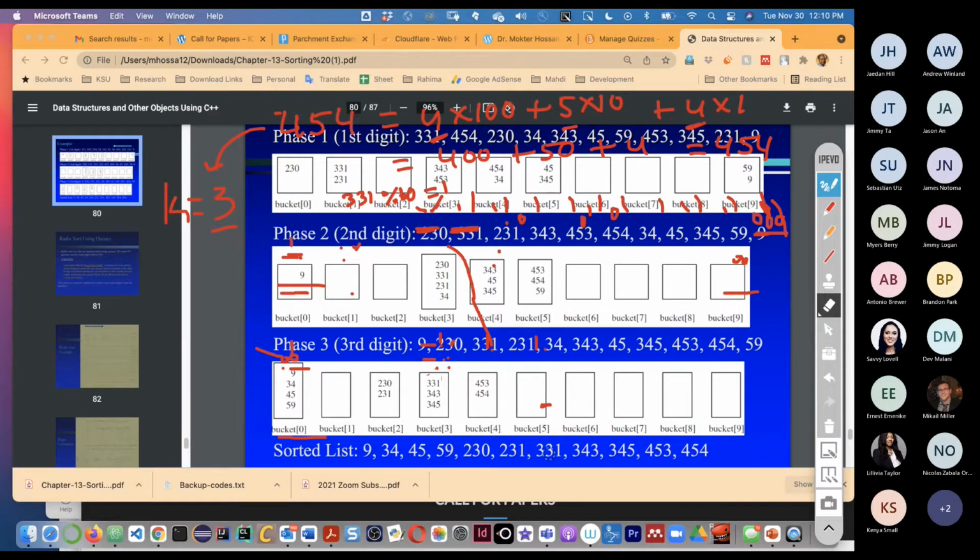Okay, so this is the process of Radix sort. It is sorted by digit. Okay, and it is applicable only for integer numbers. Does anyone have any question?